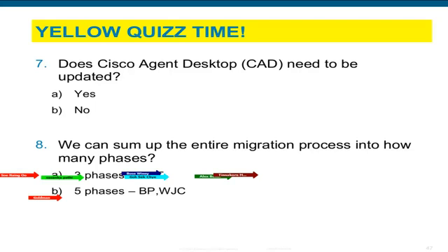Class, are you pulling my leg? Is it 3 or 5 phases? Are you sure it's 3 phases? PUT. How many phases for you to migrate the data over from 5 or 7 to version 8?